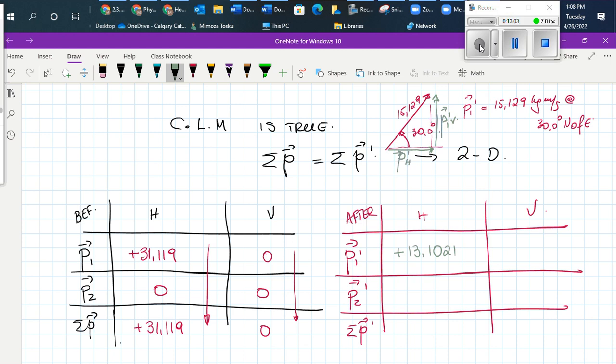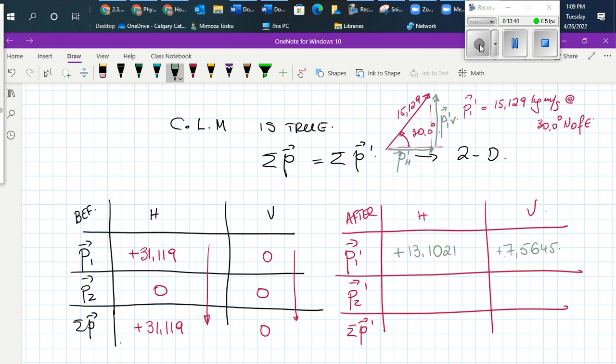Great. And to find the vertical component, we will use sine, because the vertical component is opposite the 30 degree angle. And this will be 15.129 times sine 30, which equals 7.5645. And now, is this positive or negative? Since it is going toward north, is it considered to be positive?